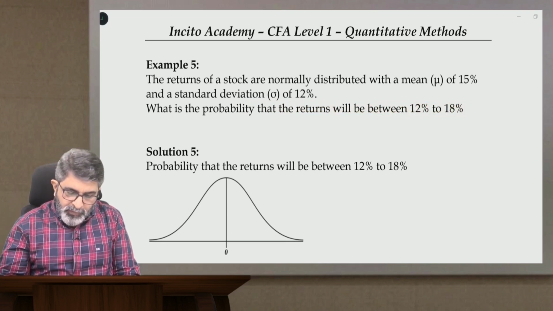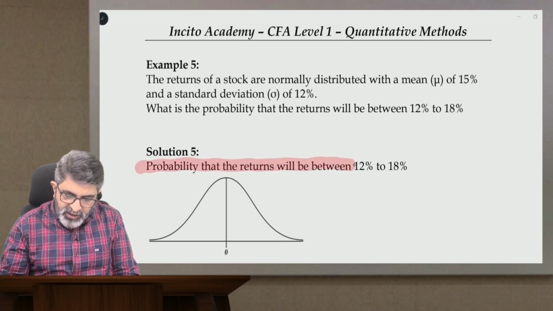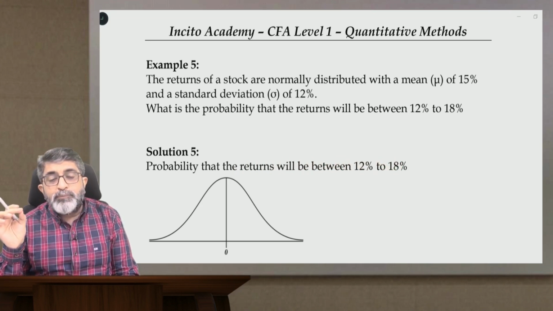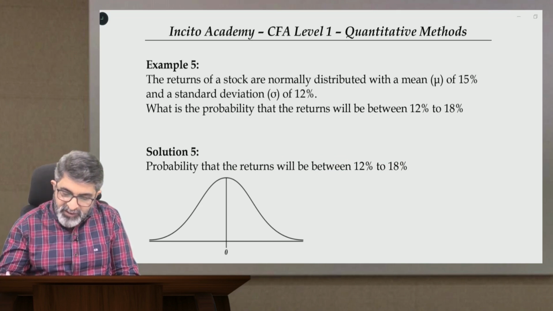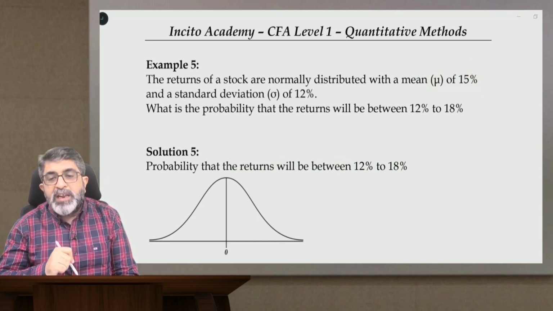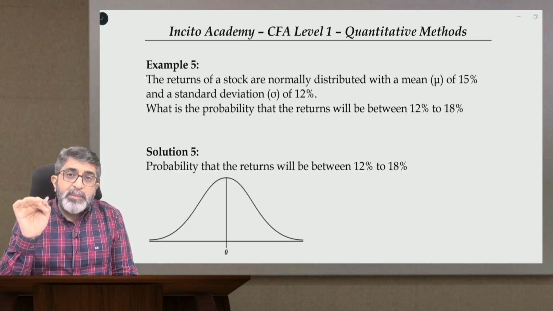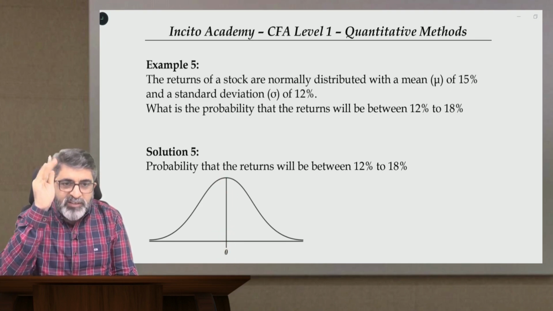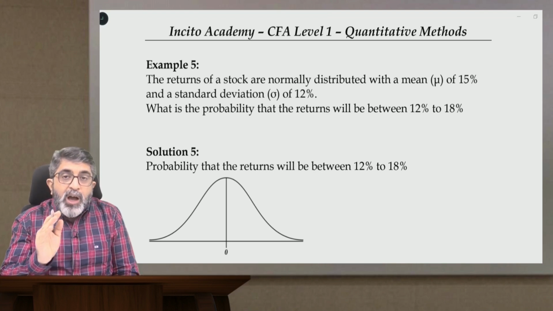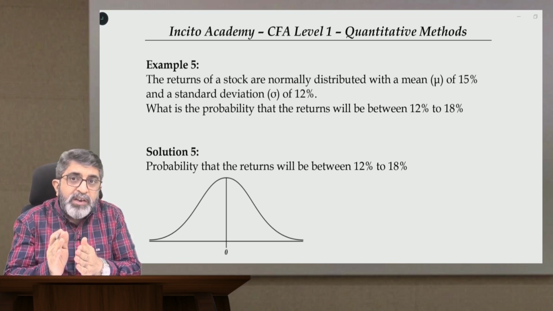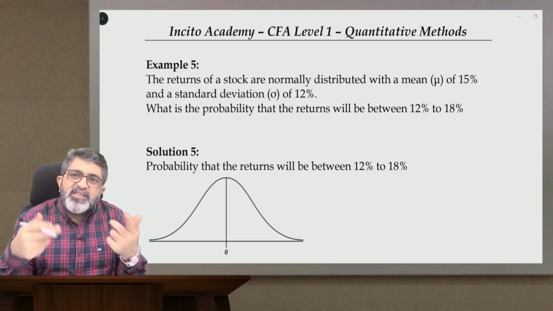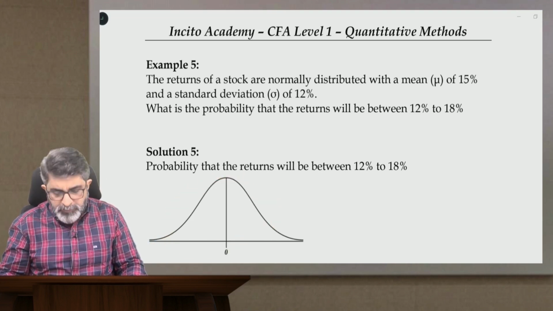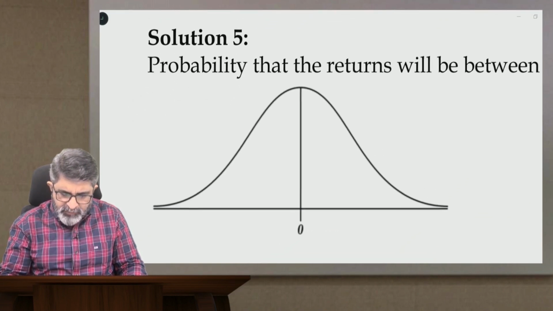Now, when you are attempting the solution, probability that the returns will be between 12% to 18% is what you have to figure out. First thing what you will have to do is to find the z value. Now please observe one thing, that the mean return is 15%. So if I want to find the probability of returns being 15%, it will come at the center. You know it very well, because the center is the mean. How far your deviation is from the mean is based on the z value being either negative values or positive values.